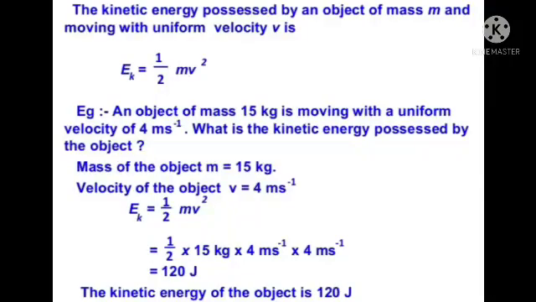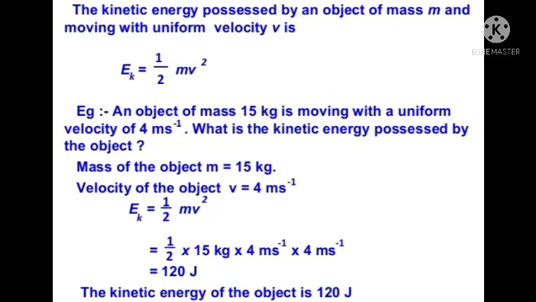The kinetic energy possessed by an object of mass m and moving with uniform velocity v is, kinetic energy is equal to half mv square. Example, an object of mass 15 kg is moving with a uniform velocity of 4 meter per second. What is the kinetic energy possessed by the object?